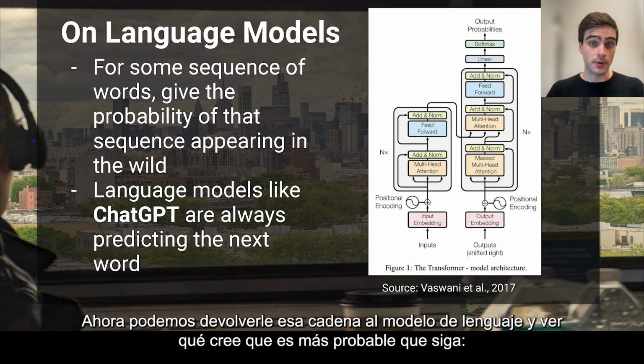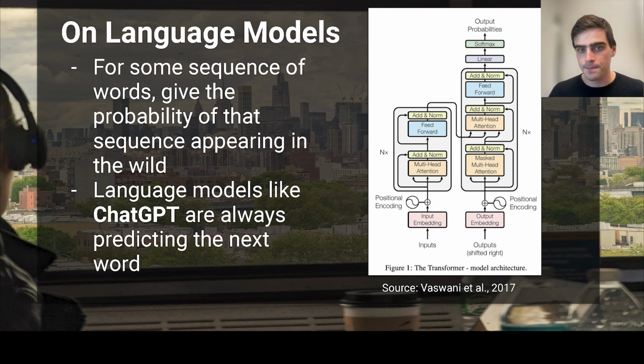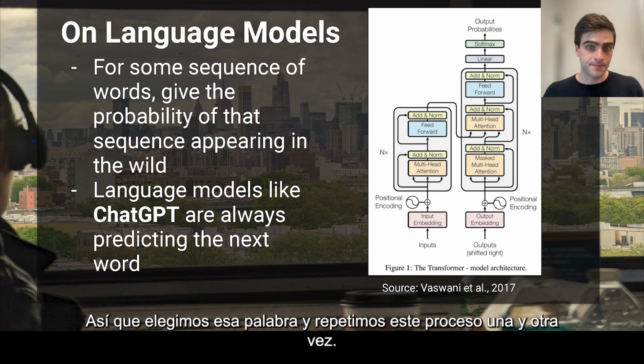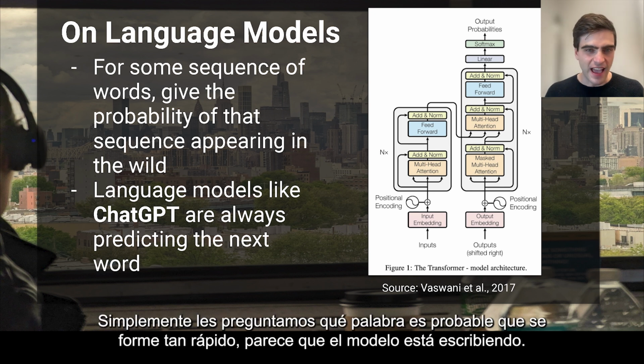Now we can give the language model this string back and see what it thinks is, again, most likely to follow. United States of America is, or the, or whatever word. And so we pick that word. And we repeat this process over and over and over again. Language models like ChatGPT or Bard or Anthropic's Claude are always predicting the next word. We just ask them what word is likely to follow so quickly it looks like the model is writing.